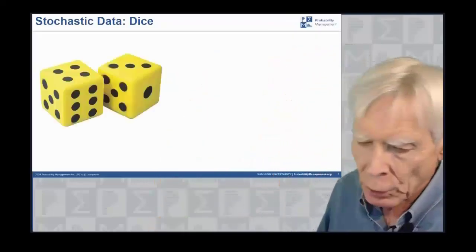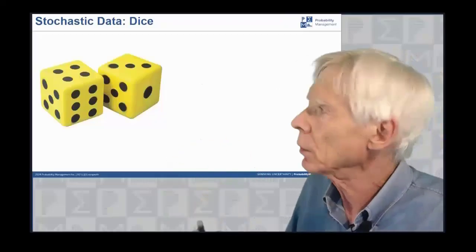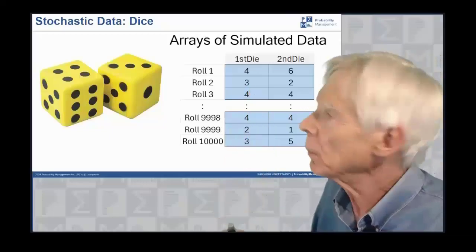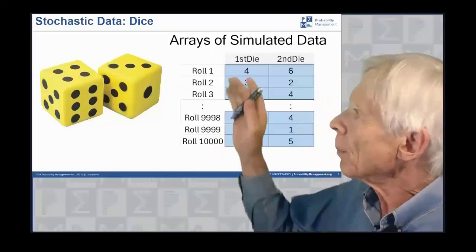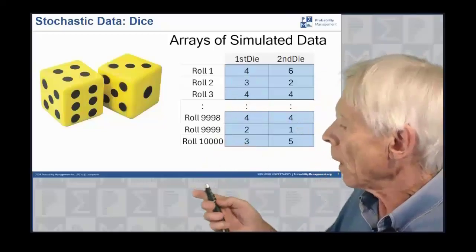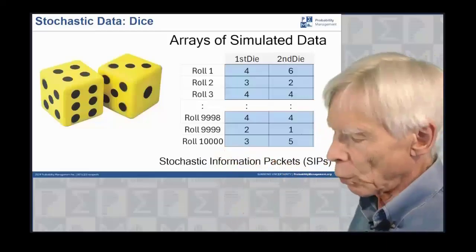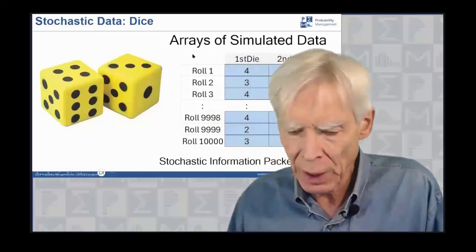Okay, so the way we get the stochastic data out of the dice is to roll them thousands of times. In this case, it's 10,000. And these arrays are known as stochastic information packets, or SIPs. So let's see how that works out.